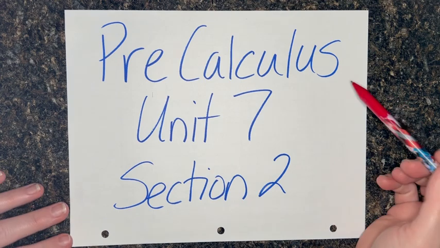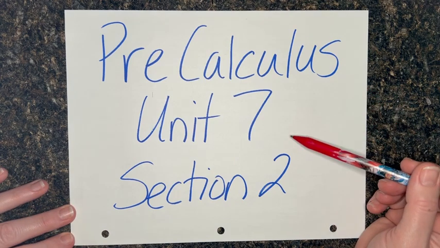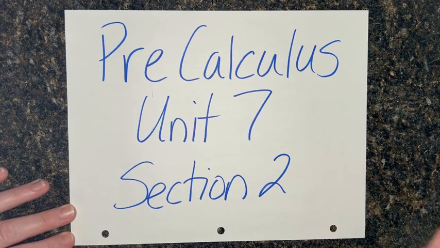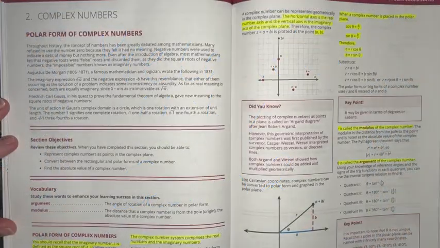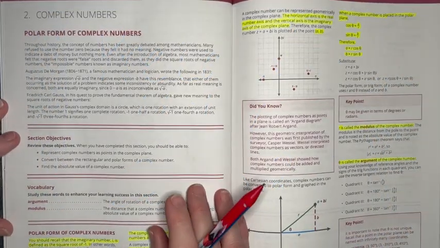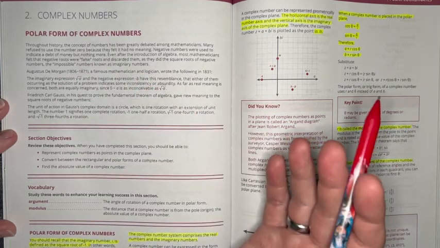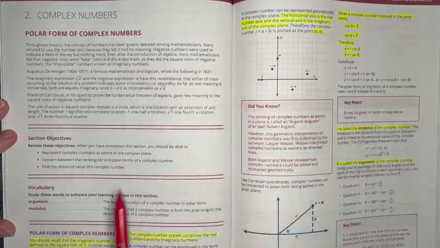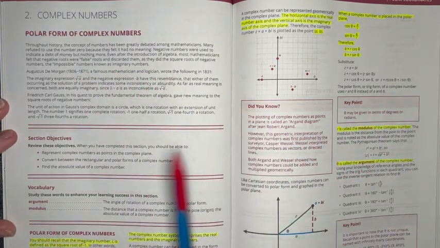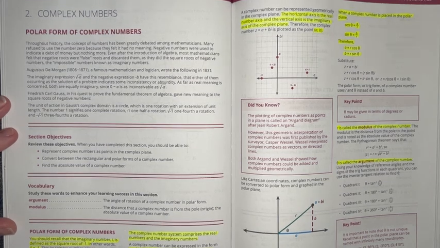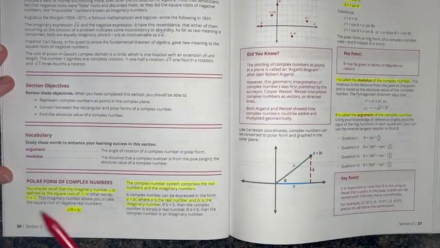Today we're going to be going through Pre-Calculus, Unit 7, Section 2. Section 2 begins on page 36, and it's titled Complex Numbers. We've worked with complex numbers in the past. We're going to be working with them in polar form this time. So down here at the bottom, it says polar form of complex numbers.